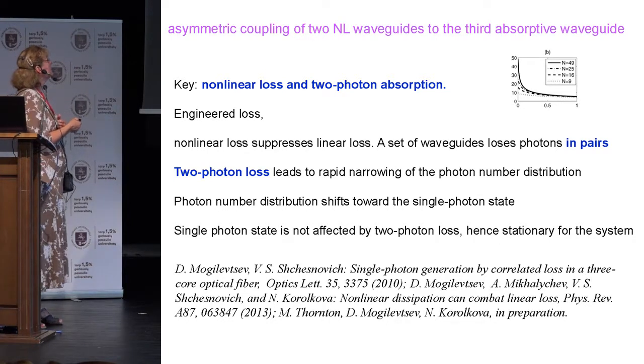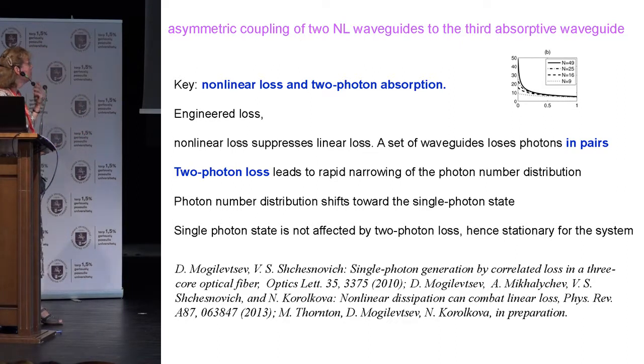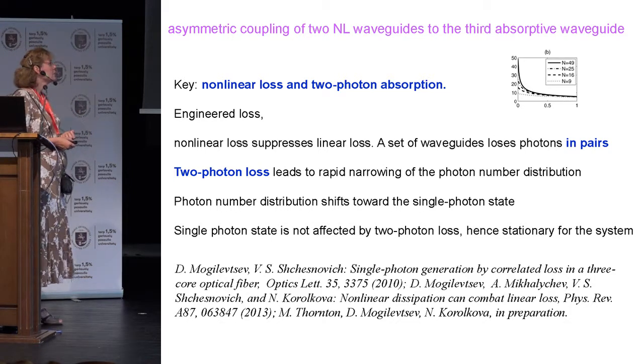The point is that the two-photon loss is arranged. And this leads to rapid narrowing of the photon number distribution, and because the single photon state is not affected by two-photon loss, it becomes a stationary quantum state of the system. So it basically all decays to a single photon.